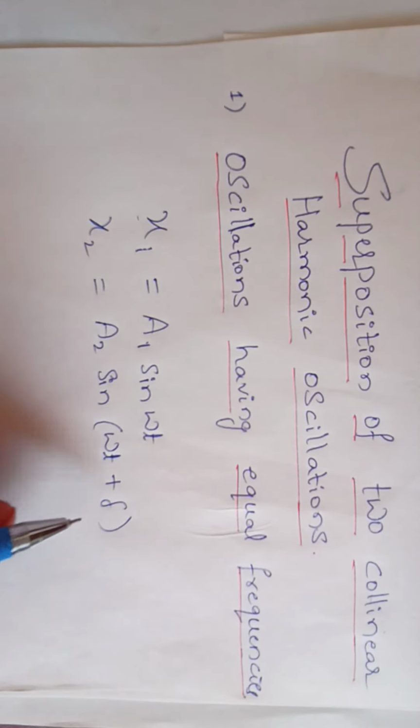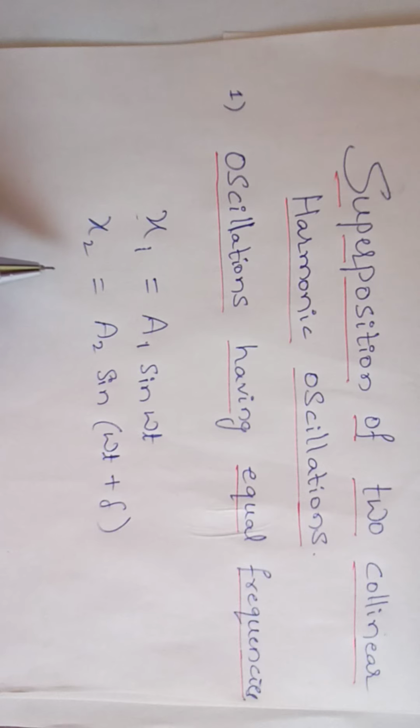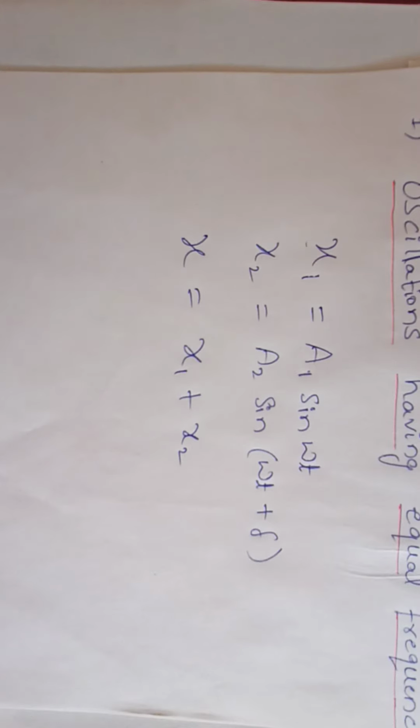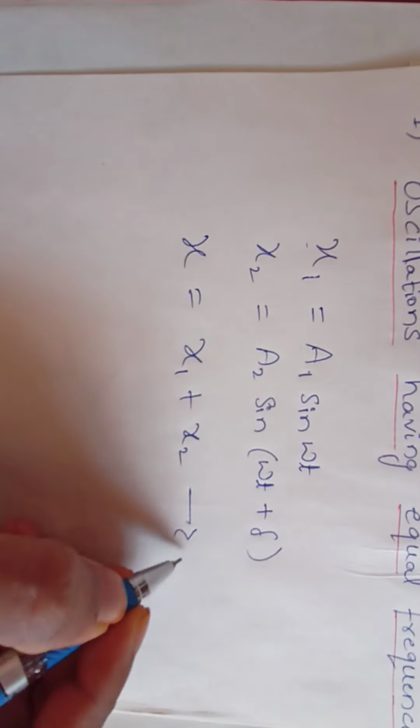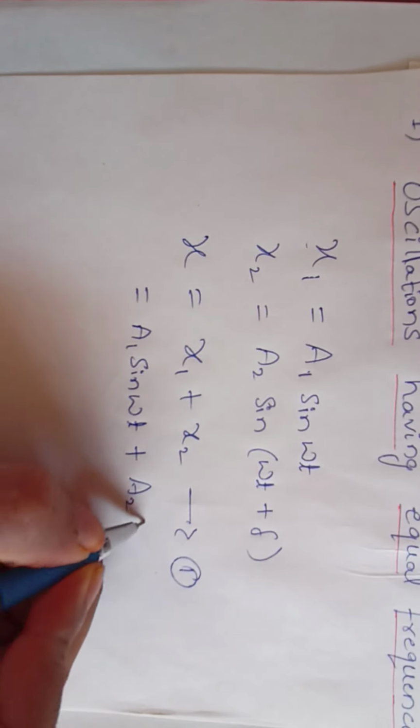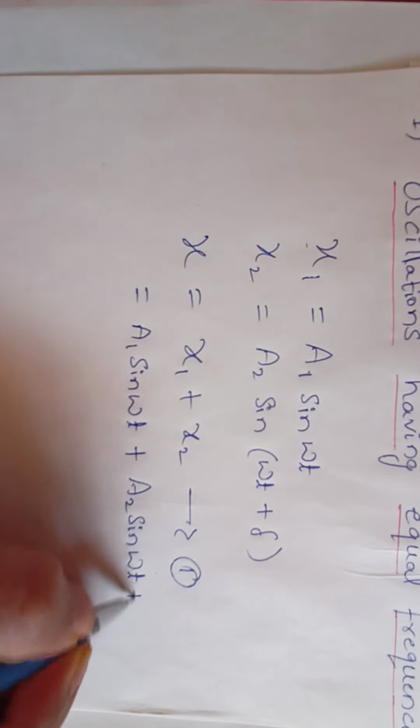To find the resultant, we have the superposition principle, which states that the resultant displacement is equal to the vector sum of the individual displacements. In this case we are using the algebraic sum, and that becomes x1 plus x2. Call this equation number 1. Here we already know x1 and x2: x1 is a1 sine omega t and x2 is a2 sine omega t plus delta.